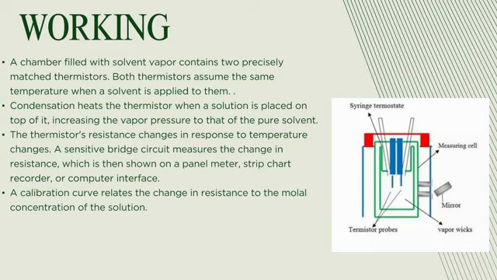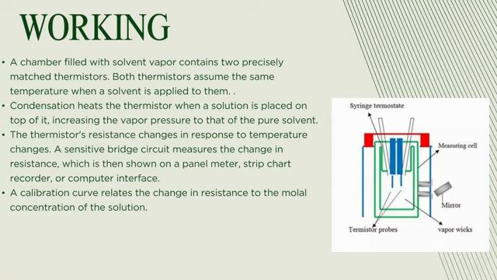Both thermistors equilibrate to the same temperature since the vapor pressure around them is uniform. One thermistor, the reference thermistor, remains coated with the pure solvent. The second thermistor, or sample thermistor, is coated with a drop of the solution whose concentration is to be measured. The vapor pressure of the solution is lower than that of the pure solvent.